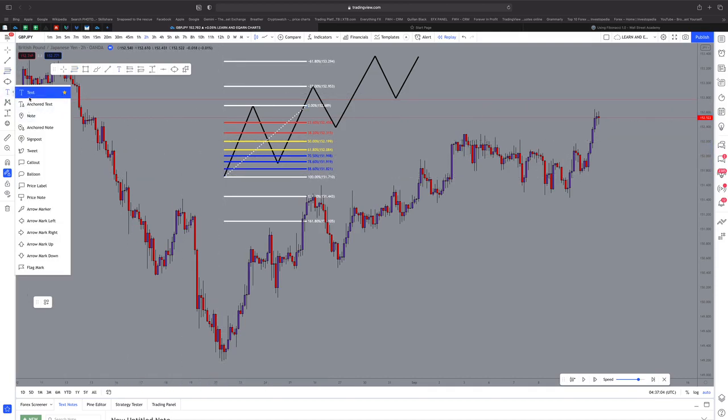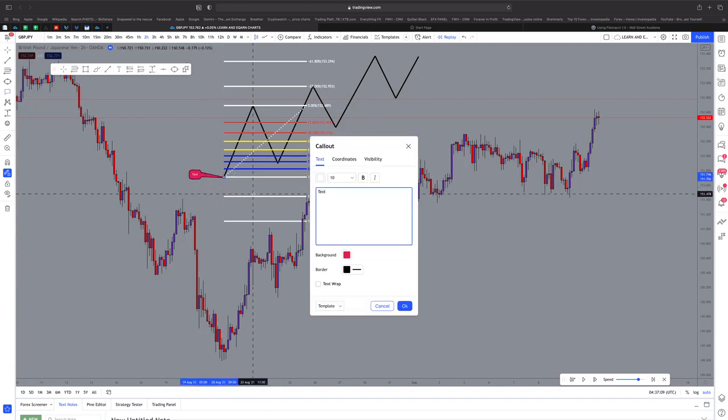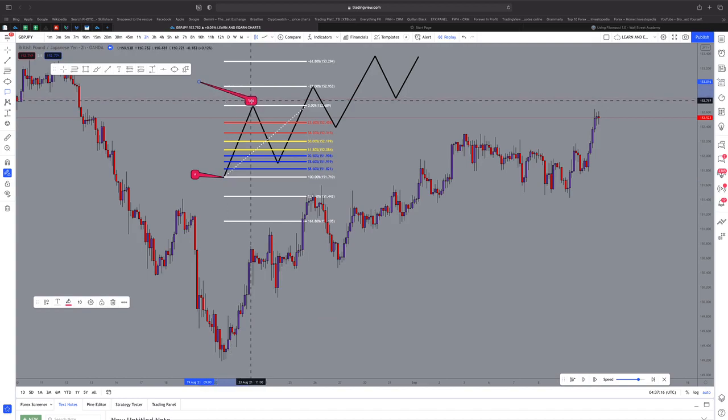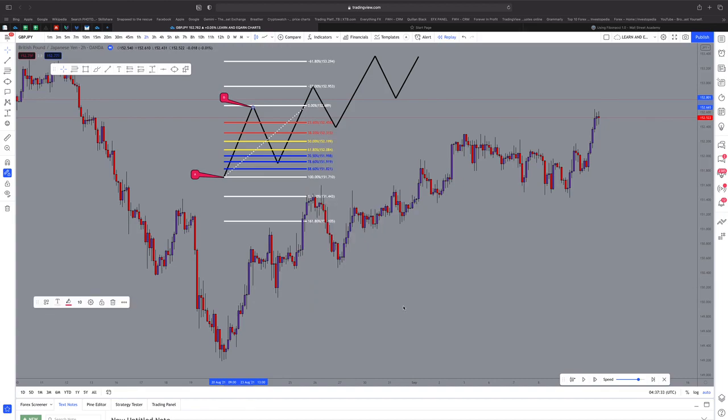Let's switch to the call out tool. Your point A. We'll just put A for short. Your point B, we'll do another one right here. Oops, wrong way. Let me tweak that. Spin that around, drag it that way. Let's tweak the text. Boom, right? So your point A and your point B of your fibs should always be from wick to wick.